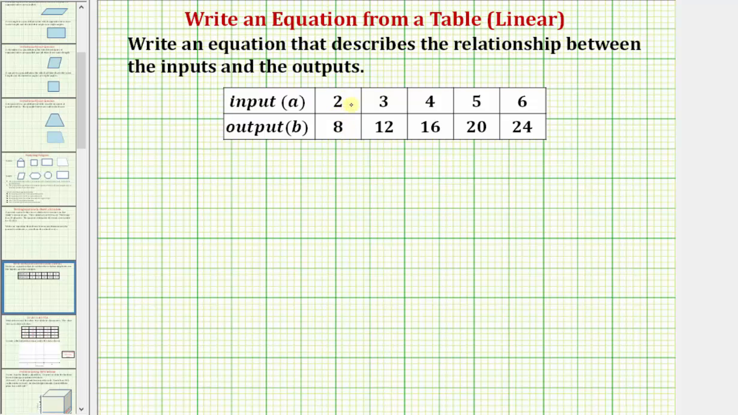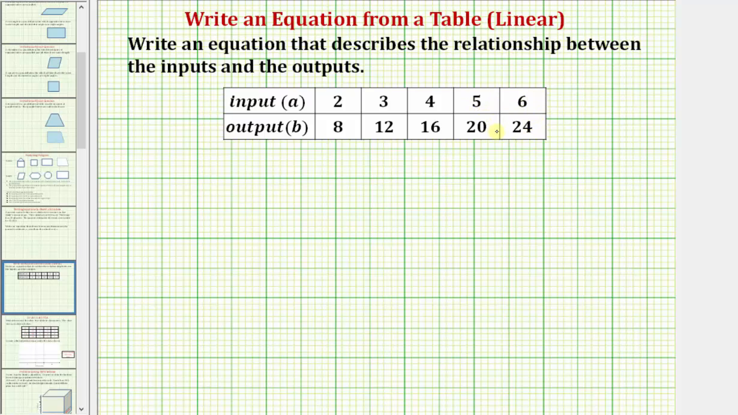Maybe now we recognize that 2 times 4 is equal to 8, so maybe we think the rule is we take the value of a and multiply by 4 to get the value of b. Let's test this when a equals 3. When a equals 3, we'd have 3 times 4, which does equal 12. When a equals 4, 4 times 4 does equal 16. When a equals 5, 5 times 4 is equal to 20. And when a equals 6, 6 times 4 does equal 24.